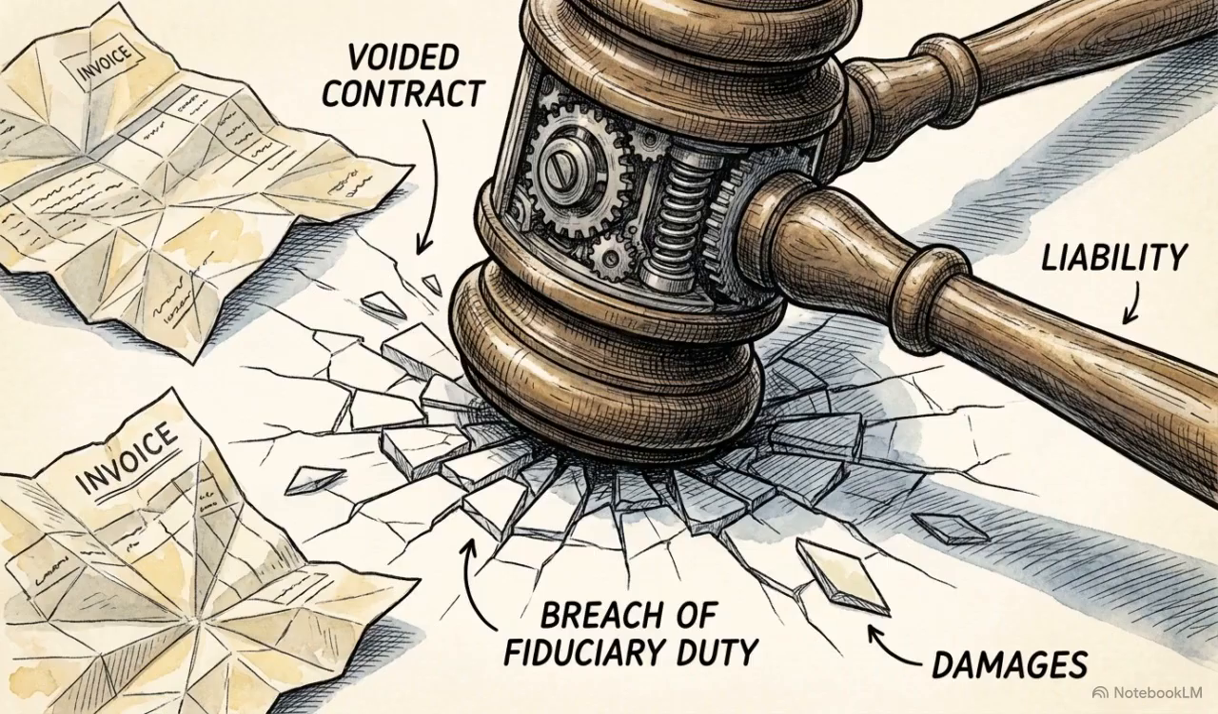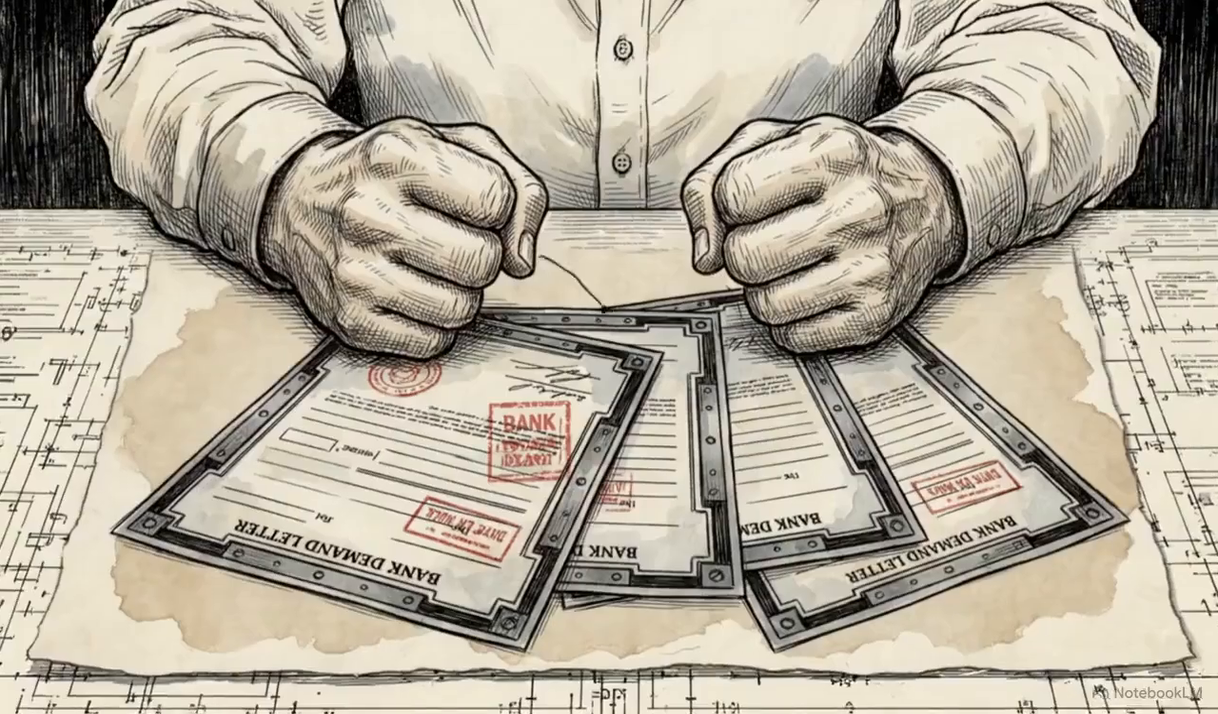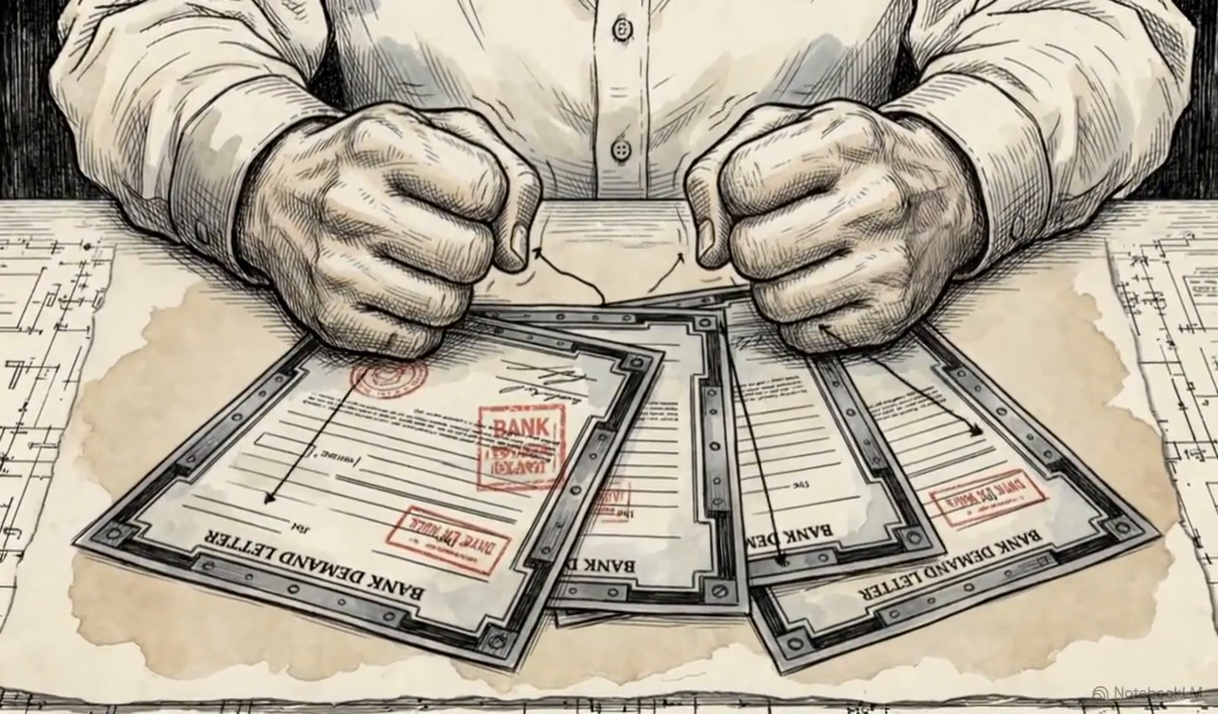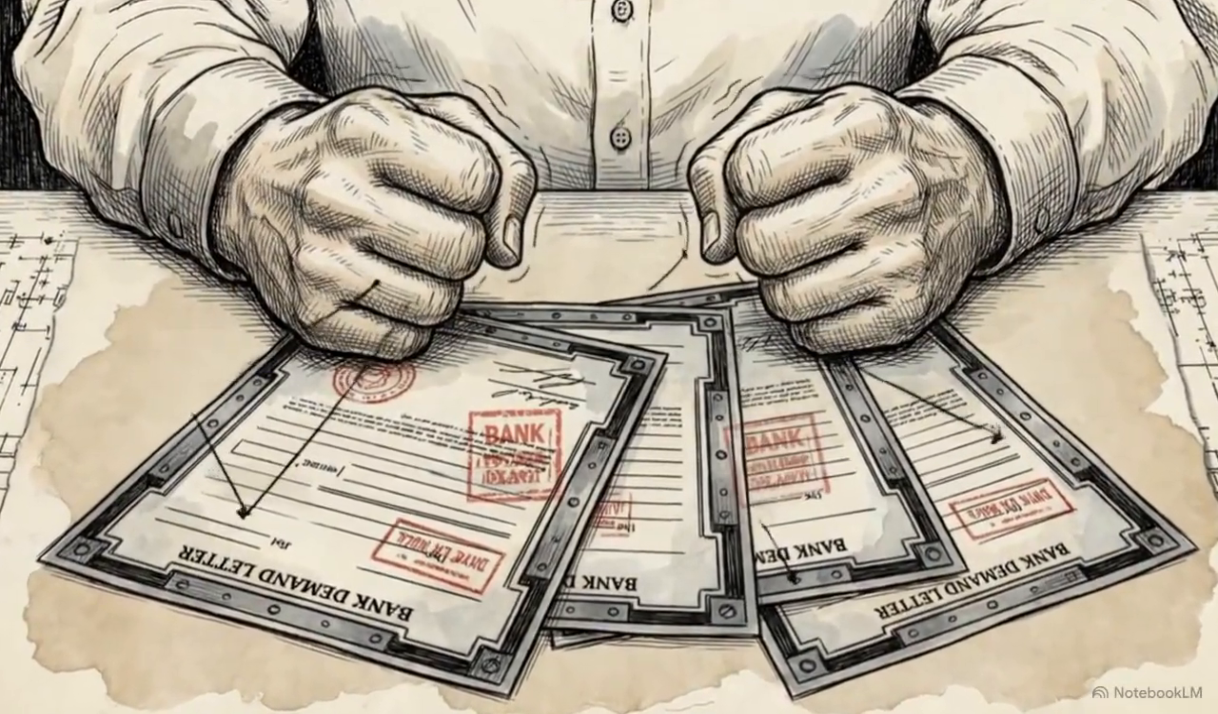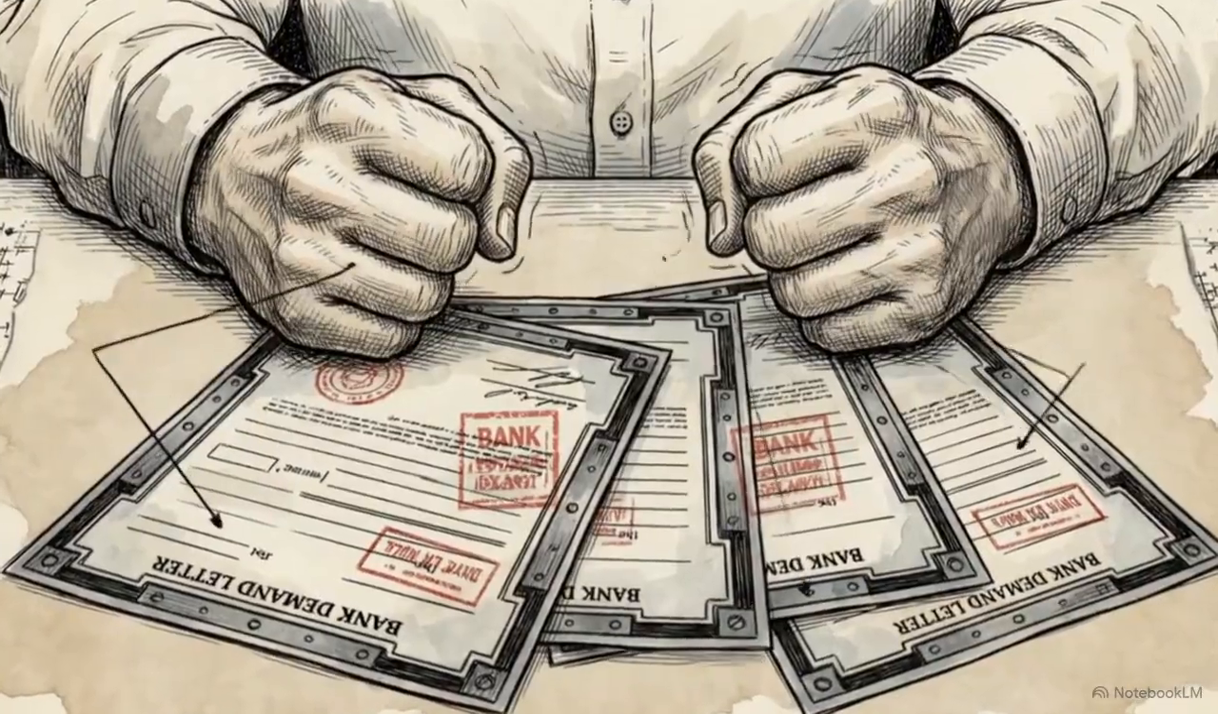If a trustee pays a bill that hasn't been subjected to an enforceable audit, they are committing a breach of their fiduciary duty. But the trustee is also in a bind. Simply withholding payment triggers a default, allowing the bank to move against your credit and assets.